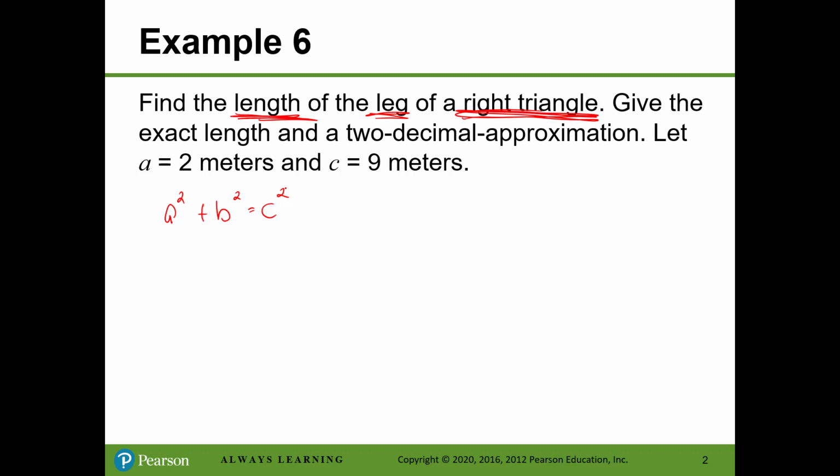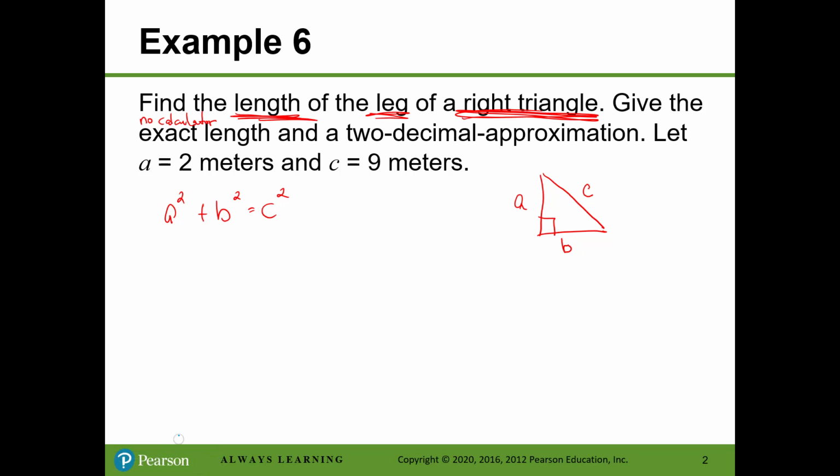And as a matter of fact, it's not a bad idea to literally draw the triangle out. Knowing that one of these legs is A, the other leg is B, and the hypotenuse is C. Now, it doesn't matter which leg is A and which one is B. Pick one, all right? So they want you to give them the exact length. Exact length means no calculator. I need you to remember that. No calculator for exact length. And then they want a 2-decimal approximation.